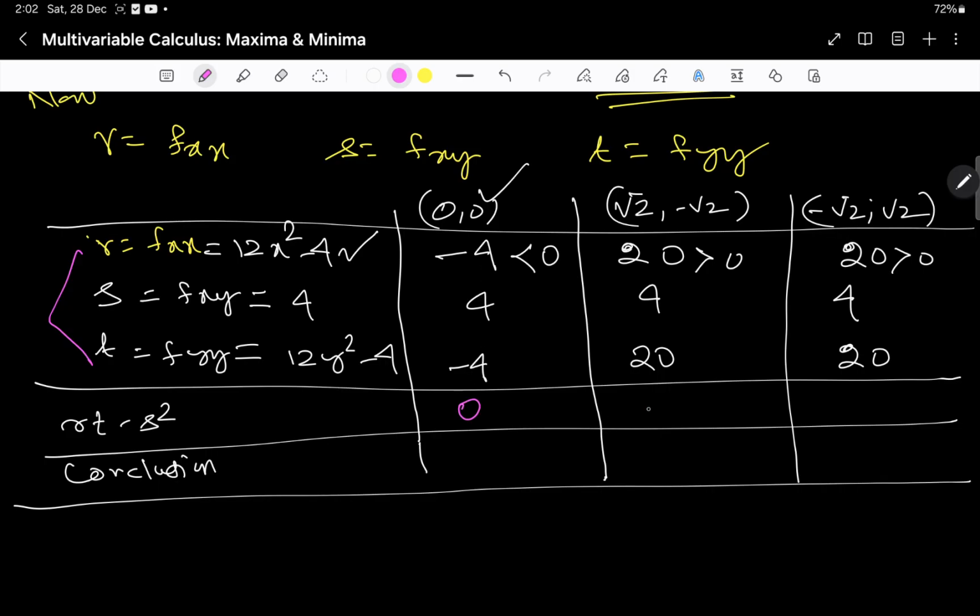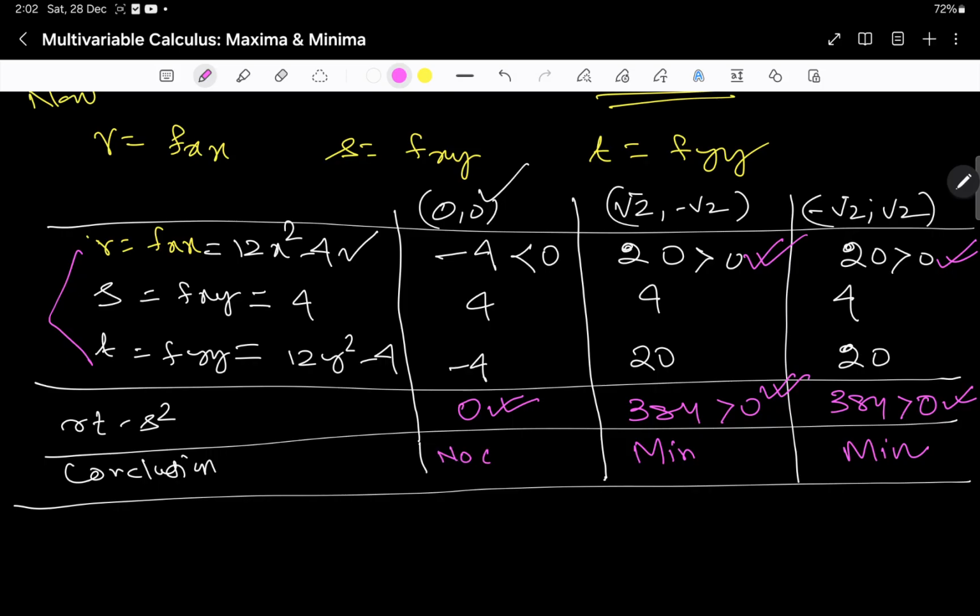And this will give you 384, it is positive, and this will give you 384, positive. So you see, this is positive and this is positive. Now it will lead you to minima. But rt minus s square being 0, here we cannot conclude anything, no conclusion at this moment. So what is my minima point here?